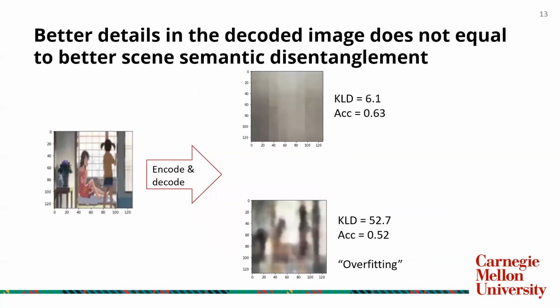One surprising thing we found is that better details in the decoded image do not equal better scene semantic disentanglement. Take these 2 models, for example. The model on the top has better accuracy for scene separation. However, its decoded image looks nothing like the encoded one. We think this is some kind of overfitting, as the lower model has much higher KL divergence.